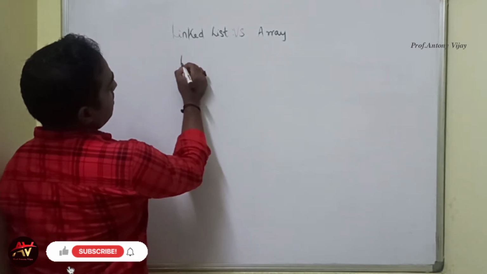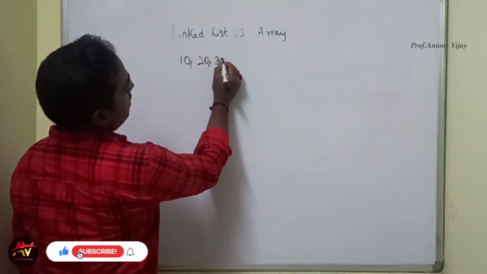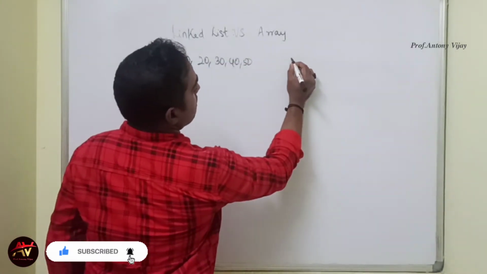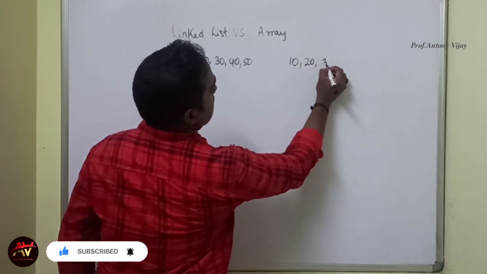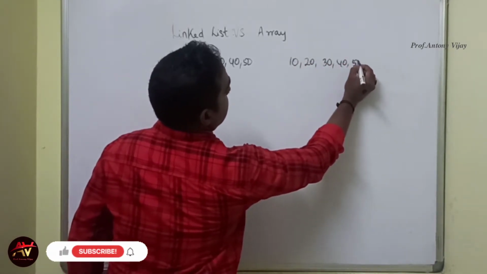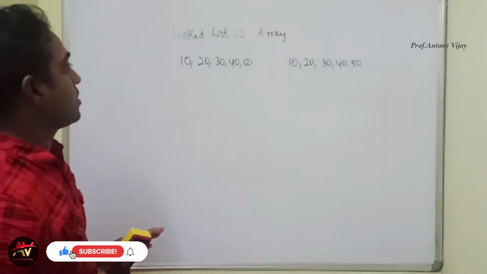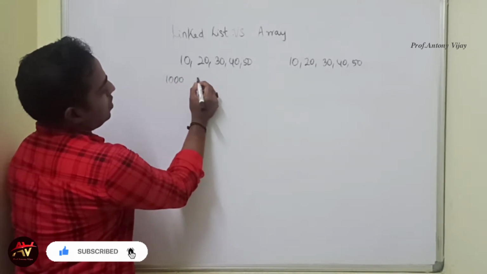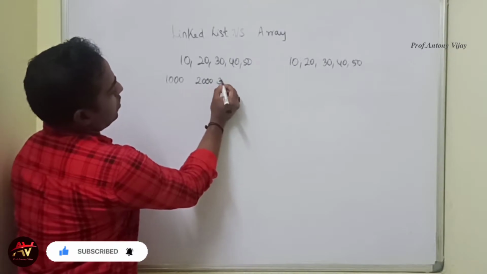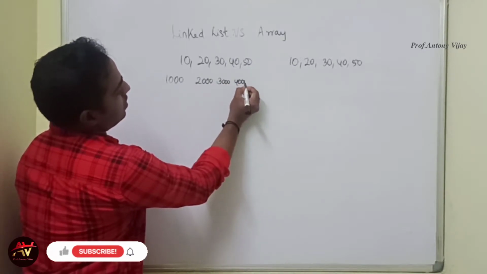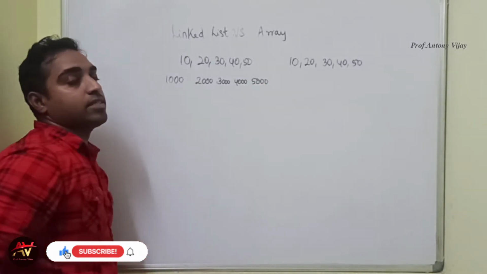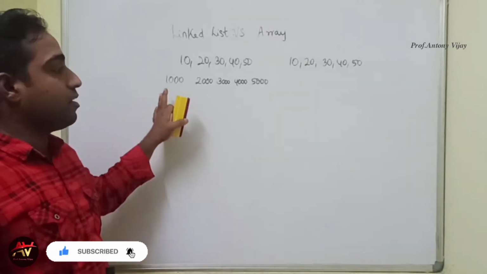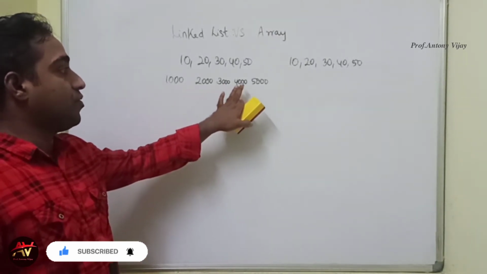I am having 5 elements: 10, 20, 30, 40, 50. The same elements I am representing in an array also: 10, 20, 30, 40, 50. When I talk about memory location, linked list will have some random locations like 1000, 2000, 3000, 4000. These memory locations are generated only by the computer, not by the human. Just for namesake I am giving 1000, 2000, 3000, 4000, 5000.